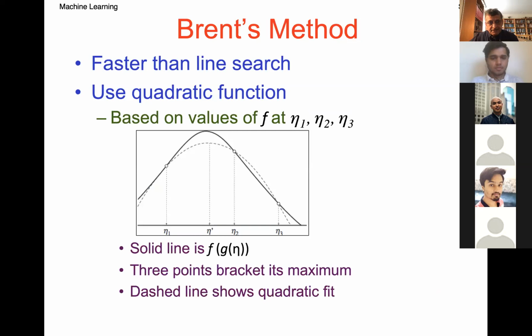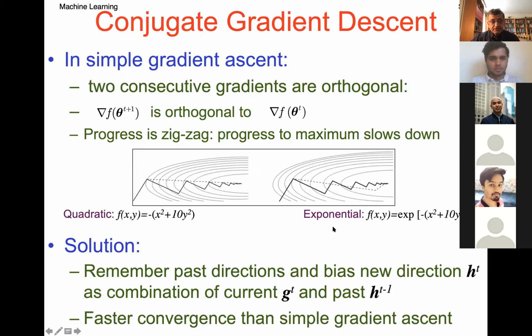There is another variant, faster than line search, called Brent's method. It uses a quadratic function to approximate the true behavior of the loss function with respect to eta. It's faster, and so on. And then there is a version called conjugate gradient descent, which says instead of jumping like this through the contour, wasting a lot of time, is it possible to jump to a point very close by? That's called conjugate gradient descent.